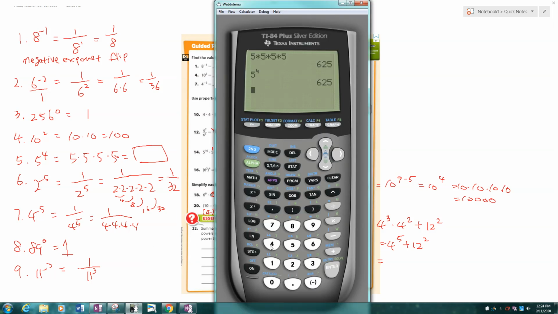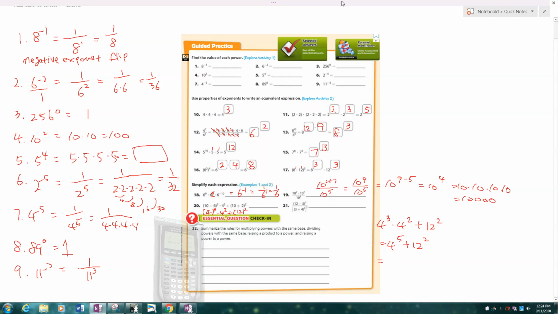4 to the 5th power is 1024, and 12 squared is 144. So when you add them together, 1024 plus 144 will give you 1168. So let's write that, 1168.